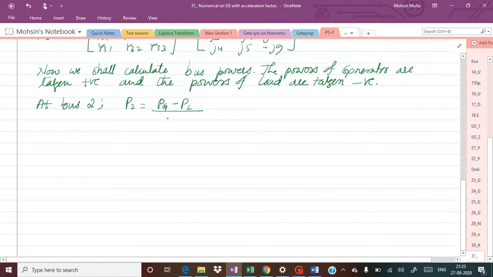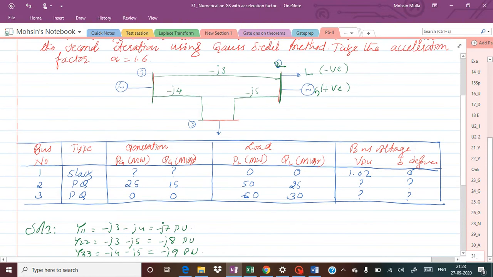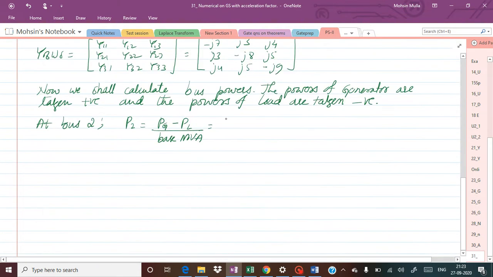And what is the base? Here we have to write base MVA, and they have given base MVA as 100, so we need to substitute that here. Now if you observe the given diagram, there is a generator and a load. On bus 2, the active generator value is 25 and the load value is 50. So we take plus 25 and minus 50, divided by 100, so we get minus 0.25 per unit.